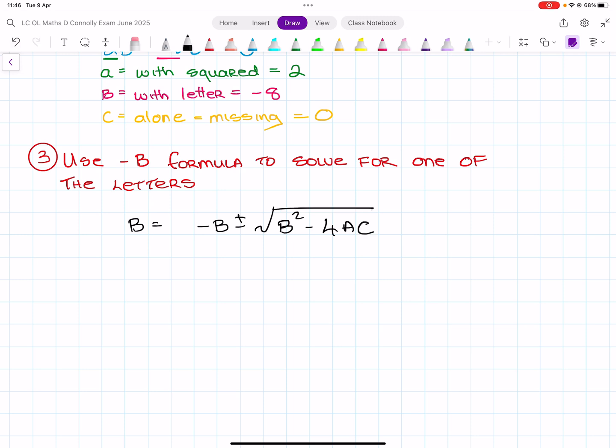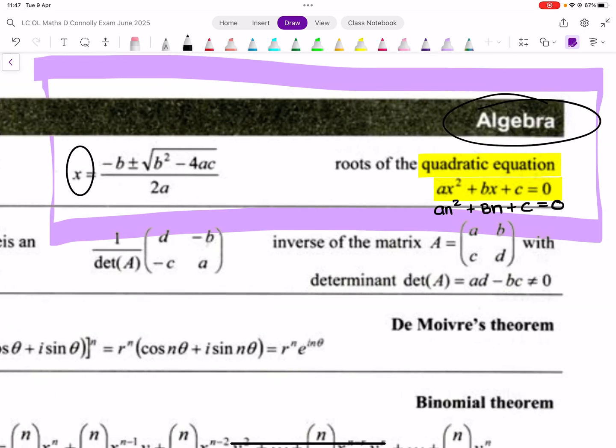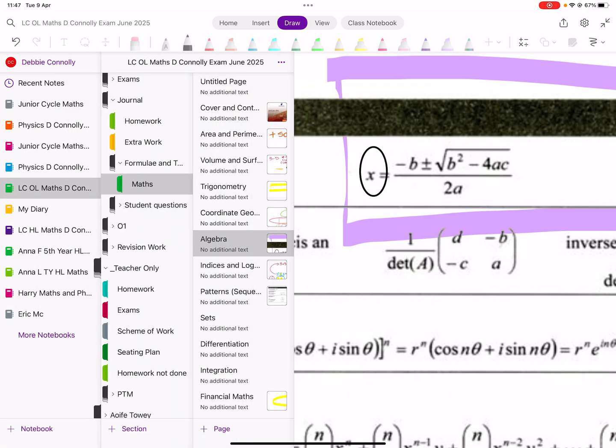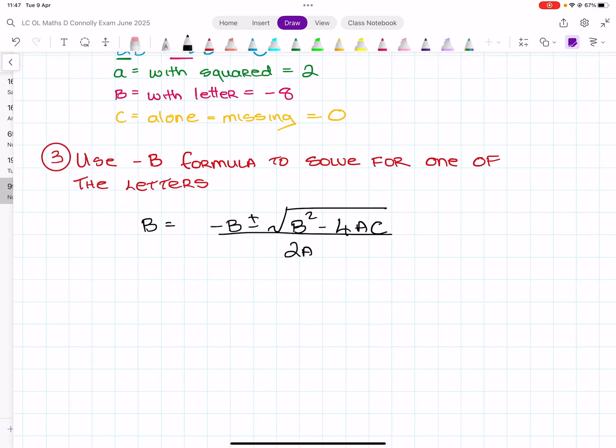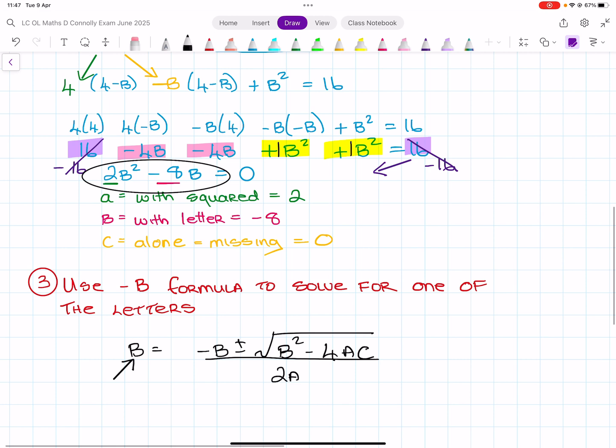over 2a. So, sorry, just to be clear with that, in the formula and tables book, it's x, but the reason it's x is because the equation over here has x's. Yeah? Whereas our equation here has b's. So that's why it became a b here. Yeah?